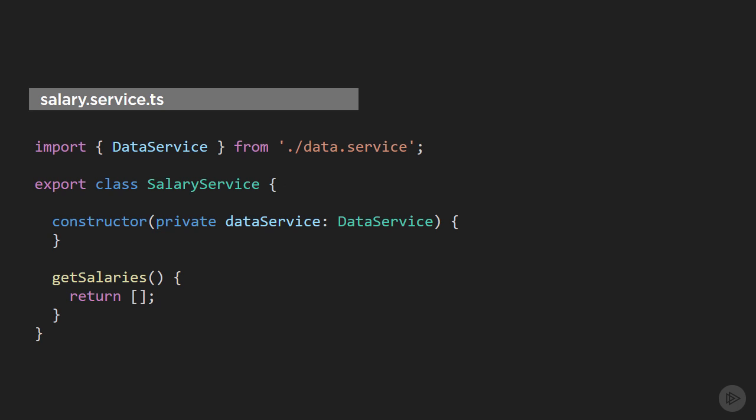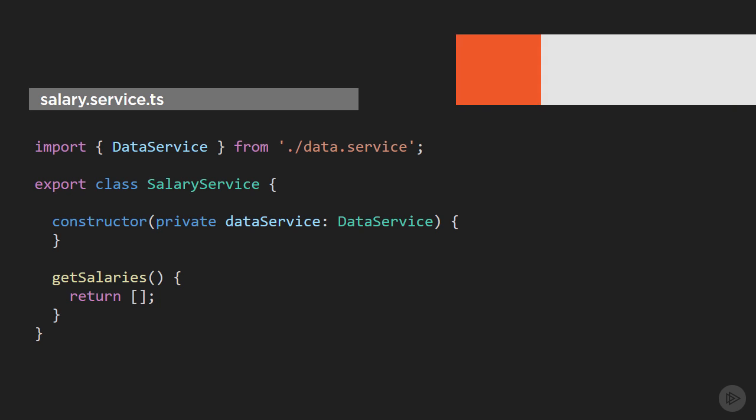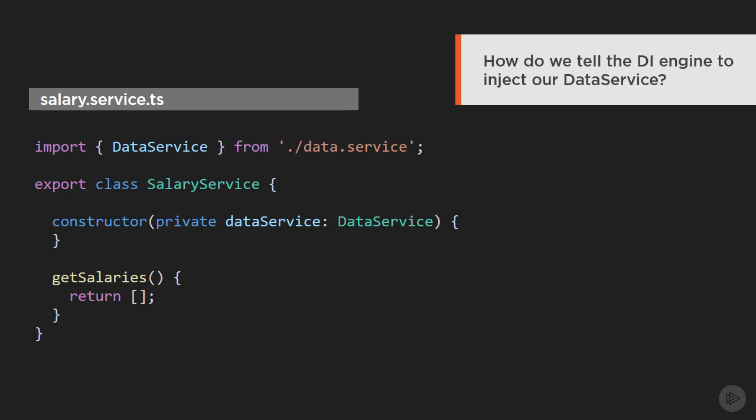Now let's take a look at injecting a service into another service. Here we have a class called SalaryService, and we want to inject DataService into it. The problem is that there's no metadata decorator. Like before, we were working with @Component, and that let Angular know that we wanted to possibly inject something into the constructor. But this is just a TypeScript class. How do we tell the DI engine to inject our DataService?